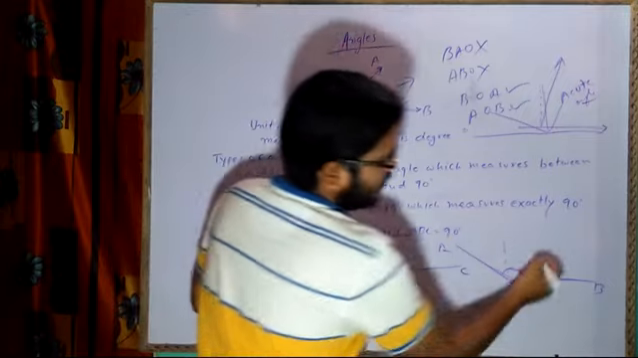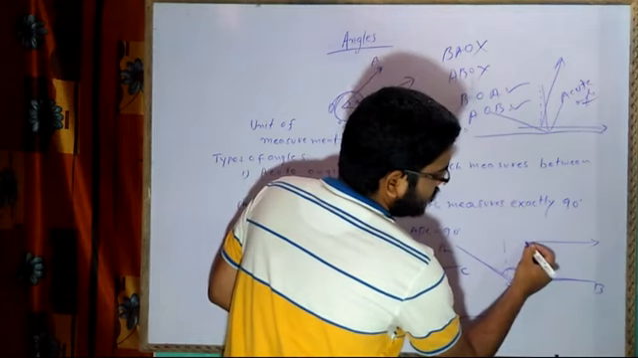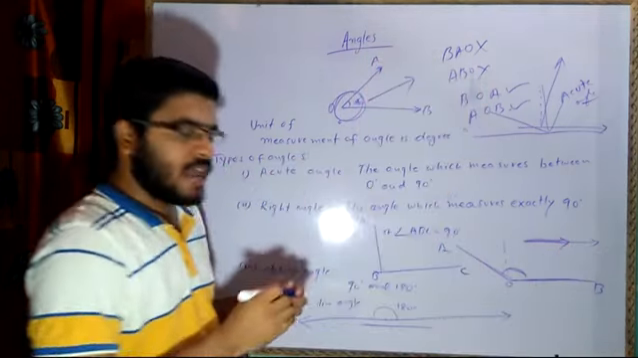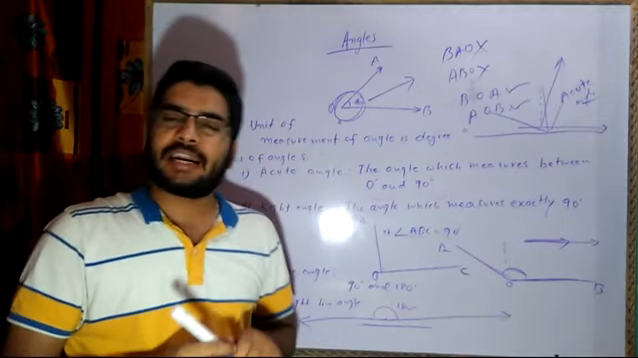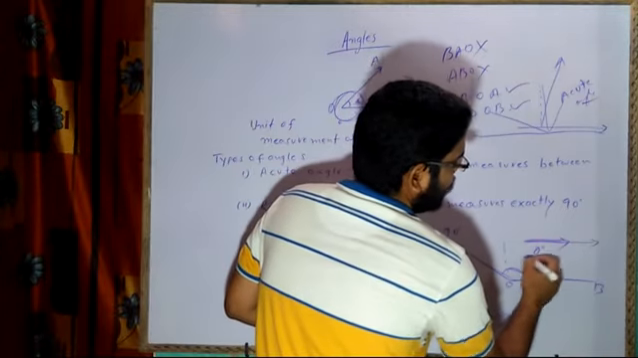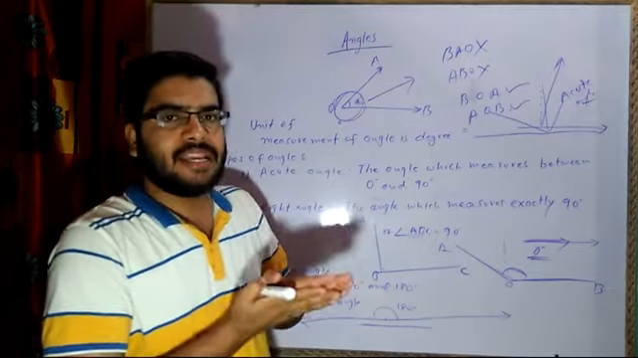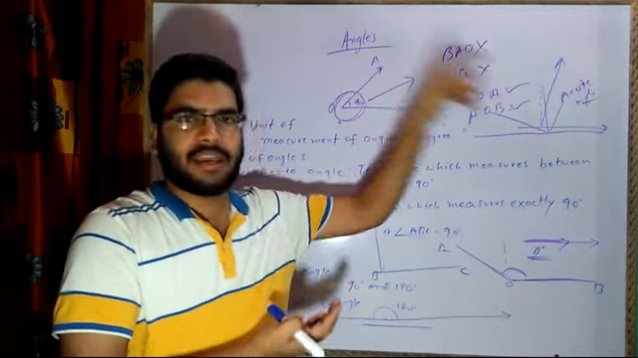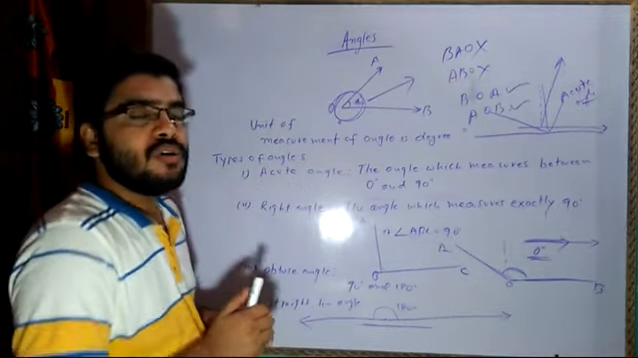Now there may be a situation that one ray is lying this side and the another ray is also lying on this line only. It is exactly lying on the straight line only and they are moving towards the same direction. Then what is the measure of that angle? So the answer will be, the measure of this angle will be 0 degree. If two rays are coinciding or lying on each other and moving towards same direction, then the angle formed will be equal to 0 degree.